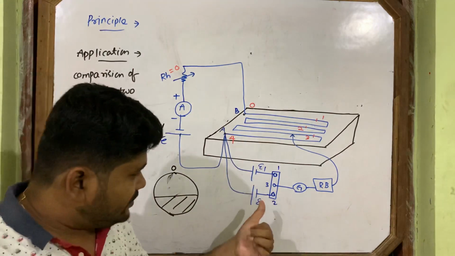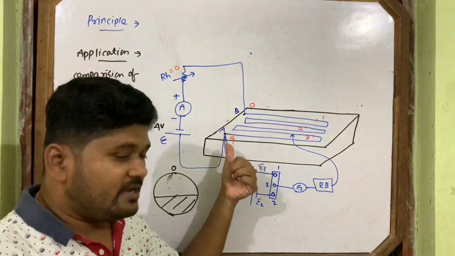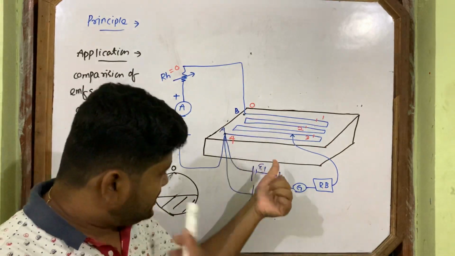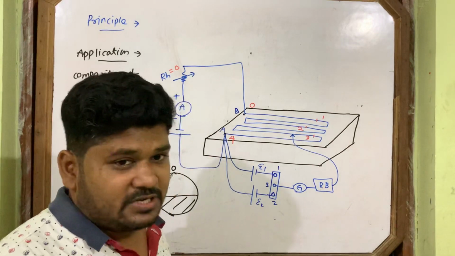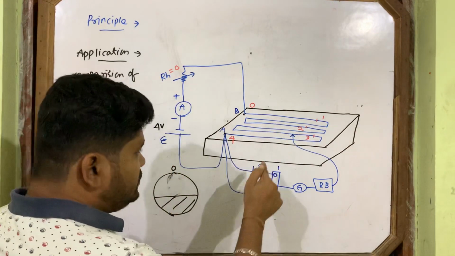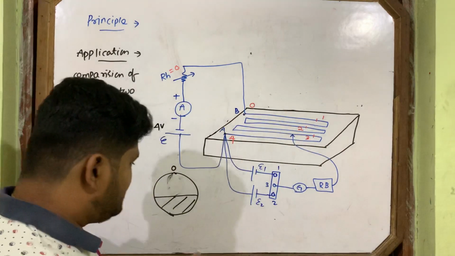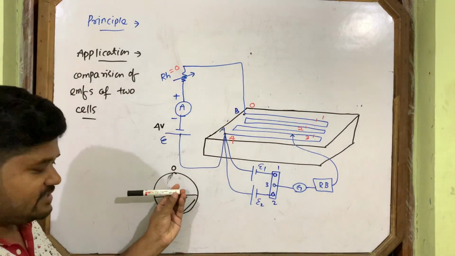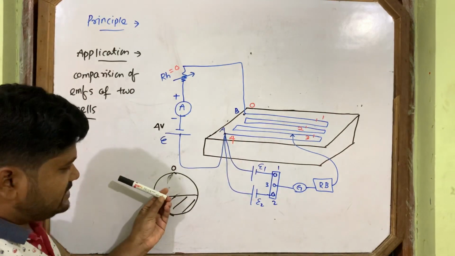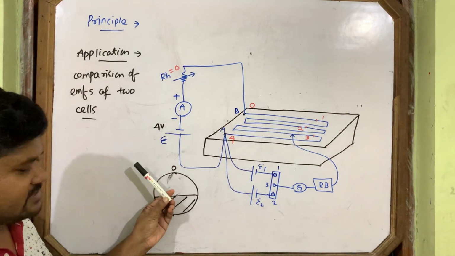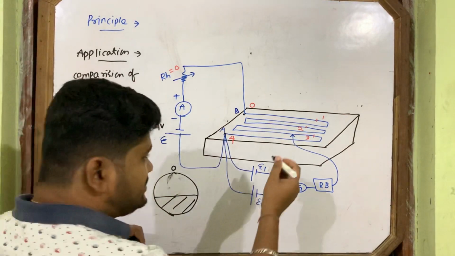So now again you come. 1 is connected to 3. Cell E1 is connected. You touch at A, one side. Touch at B, another side. Okay. Now that means somewhere we will get the null point. Now you slide the jockey and try to get the null point, because when you slide the jockey, the galvanometer pointer will go like this. It will go like this. Somewhere it will be 0. At some place it will be 0.